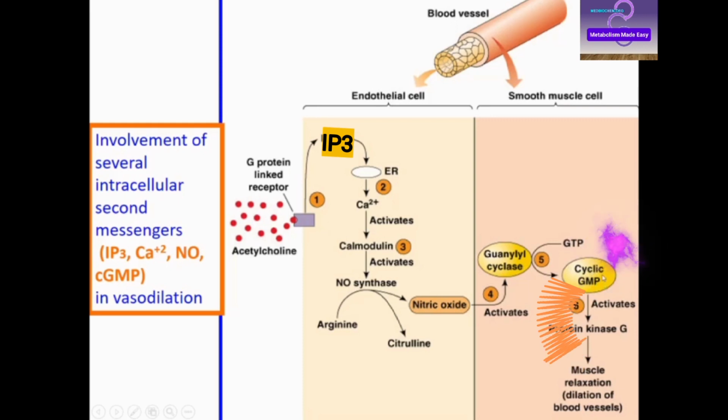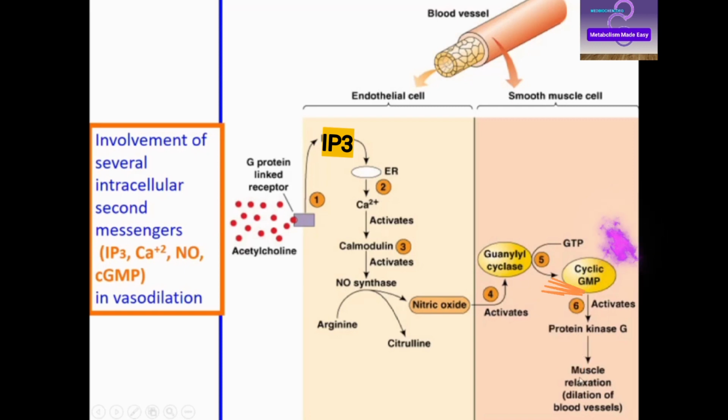This is the second messenger in the smooth muscle that promotes phosphorylation of different proteins in the muscle, causing smooth muscle relaxation by activating a protein kinase G. The reason I bring this up is I want you to appreciate that you can have different tissues producing different second messengers, but in this case, the direct second messenger responsible for smooth muscle relaxation is cyclic GMP, because it's produced in the muscle.